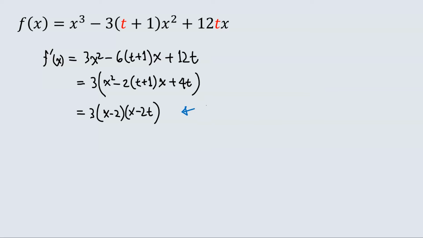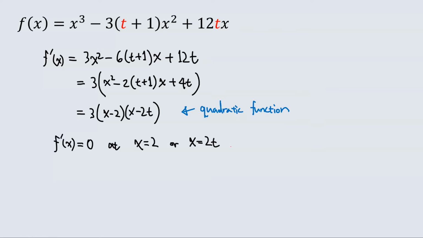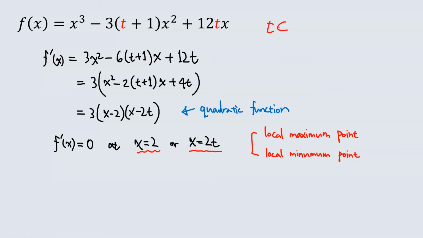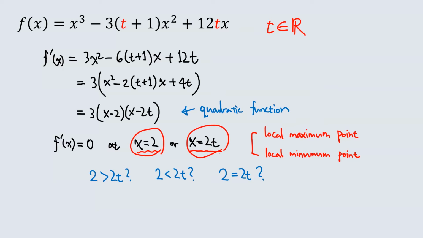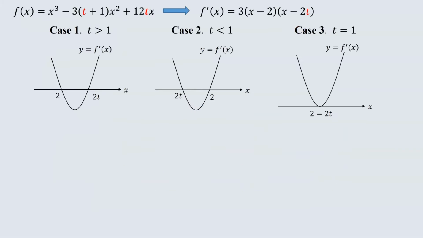So f prime of x is actually a quadratic function, and the derivative becomes 0 at x equals 2 and x equals 2t. If you know about the cubic function and its derivatives, you might already know that these are the points for local maximum and local minimum of the function. However, since t can have all real values, it is undetermined which one is greater between 2 and 2t. Therefore, depending on which is greater, there are 3 possible cases, and they are like this.